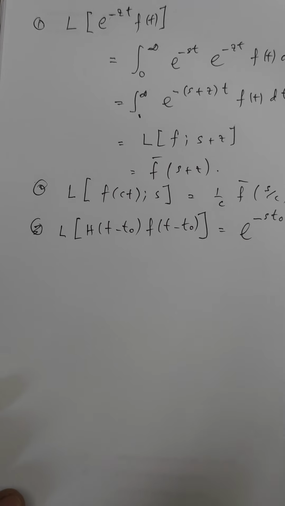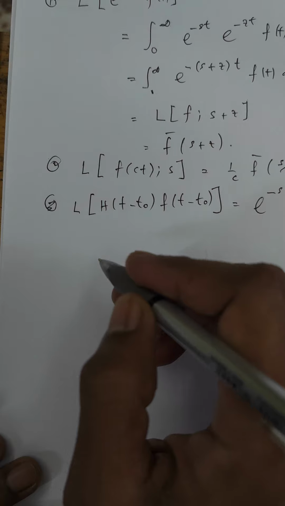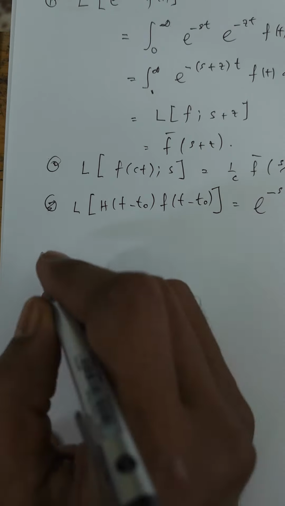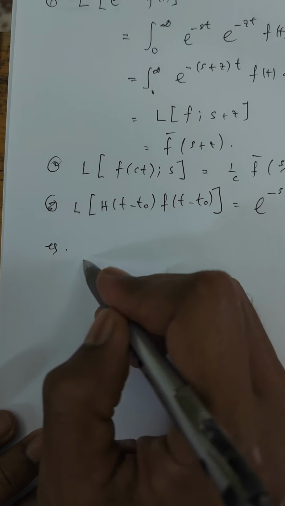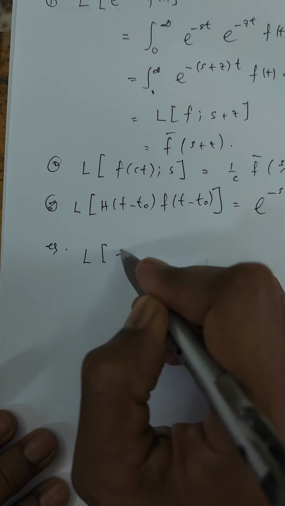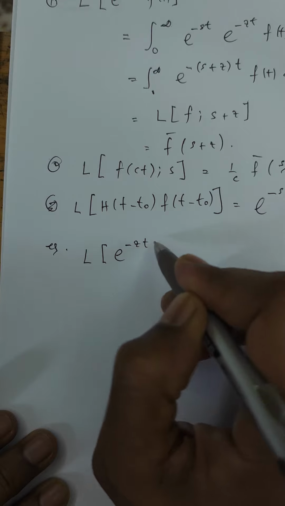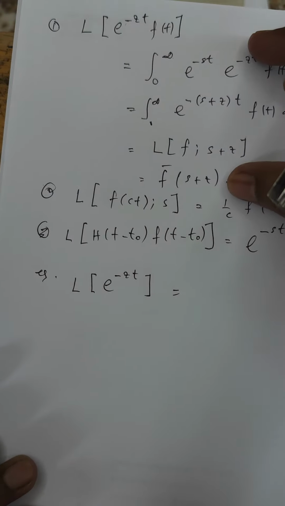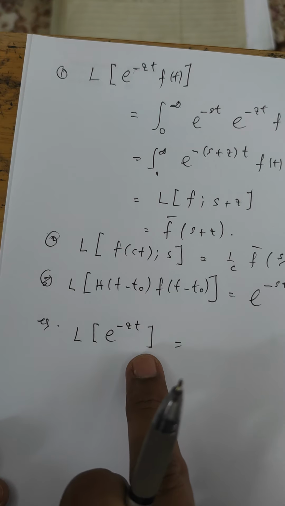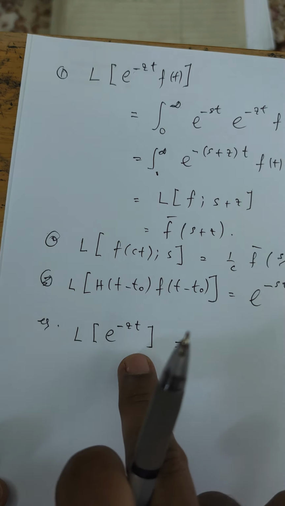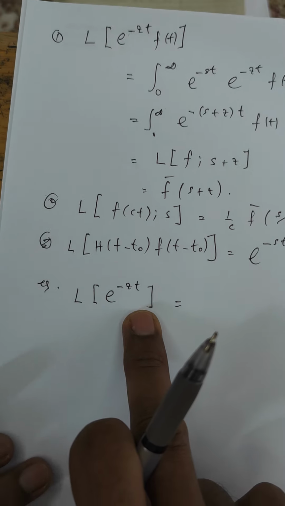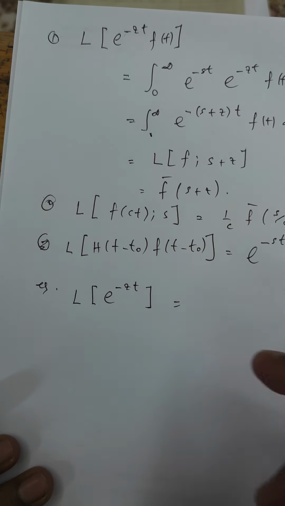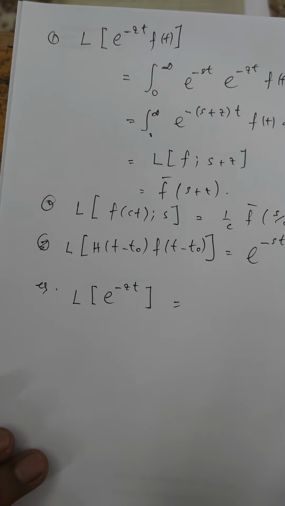And also we have an example you can try. We can find L of e to the minus zt. According to the formula that we have here, in this case our f(t) is 1. All right, and we know that the Laplace transform of 1.